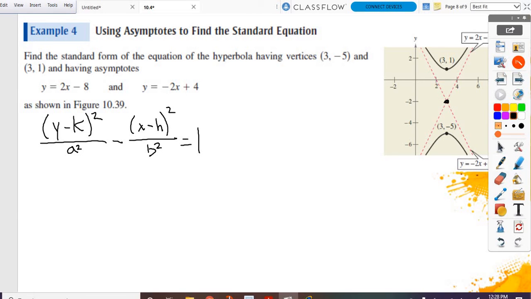We'll notice that we could use our midpoint formula if we needed to, and we could see, okay, 3 plus 3 divided by 2 is still going to be 3, and then 1 plus -5 would be -4, which divided by 2 would be -2. So this point is going to be at 3, -2, which is nice because remember, that's going to give me my h and my k value.